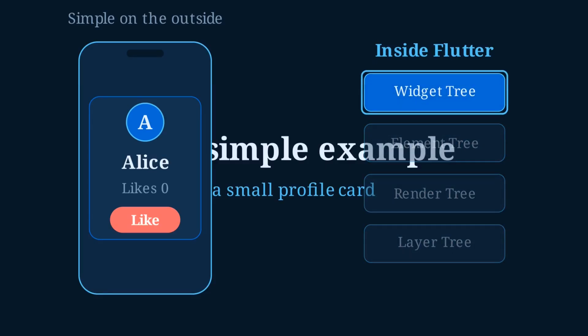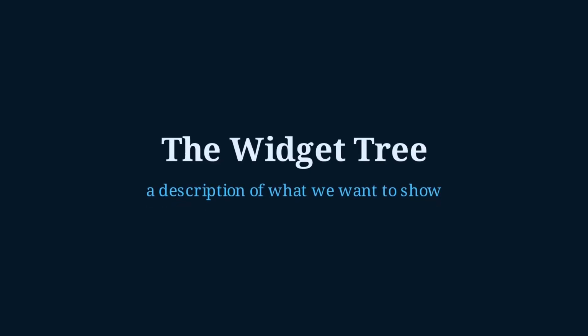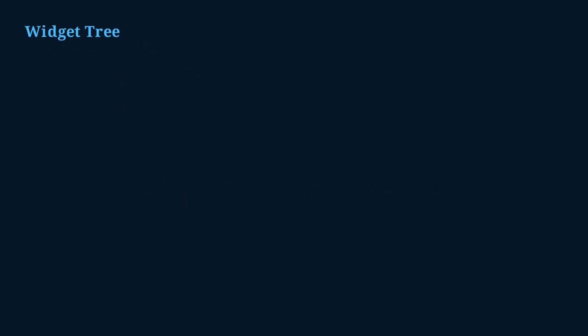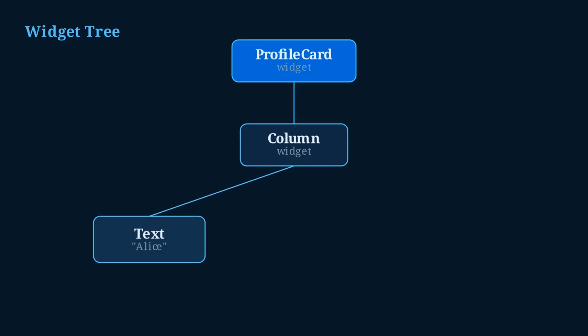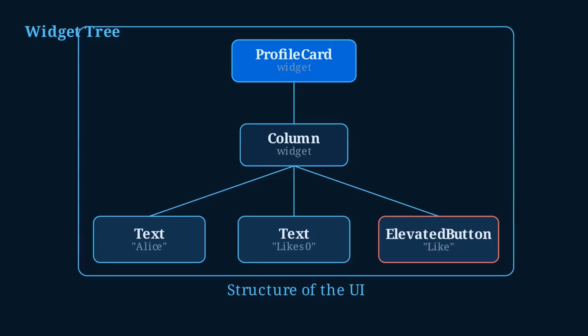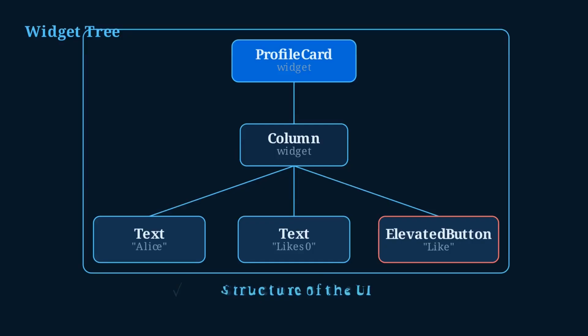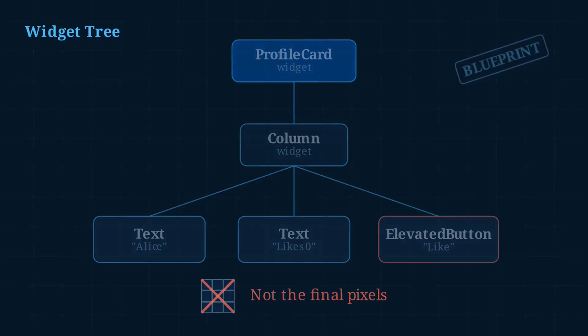First, Flutter starts with the widget tree. The widget tree is the description of what we want to show. For our profile card, the widget tree might look like this. At the top, we have a profile card. Inside it, we have a column. Inside the column, we have a text widget for the name, another text widget for the likes count, and an elevated button for the like button. So the widget tree describes the structure of the UI. It tells Flutter what the UI should look like. But this tree is not the final pixels on the screen. It is more like a blueprint.